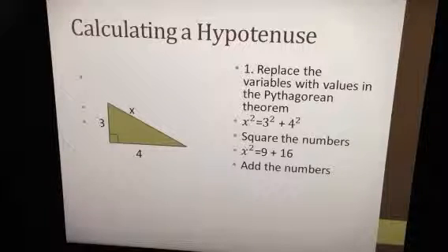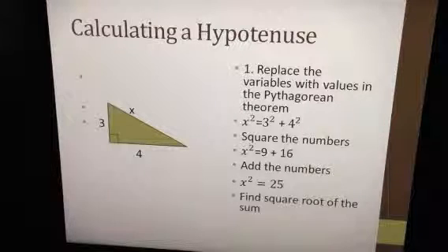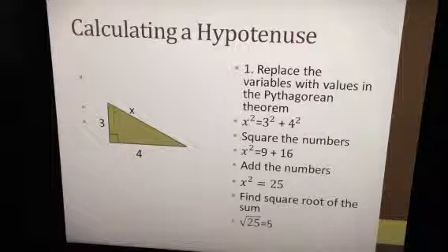Add the numbers instead of subtracting. See, when you're trying to calculate a hypotenuse, since it's the longest side, addition takes place. x squared equals 25. Find the square root of the sum. The square root of 25 is simply 5.